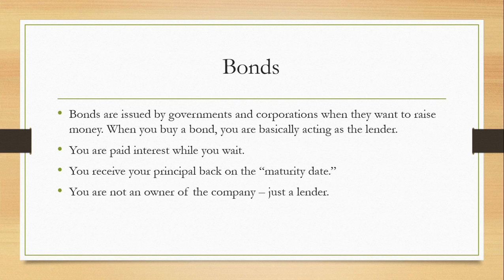So let's say Tesla is offering bonds. You buy a $10,000 bond that's going to pay 6% interest. You get paid the interest while you wait, usually a couple times a year. And you will get your principal payment back on what's known as the maturity date. Most bonds tend to be 7 or 10-year bonds. So at the end of that period, whatever is agreed upon when you bought the bond, that's when you get your principal back. You don't actually get any stock. You're not an owner. You're just the lender.